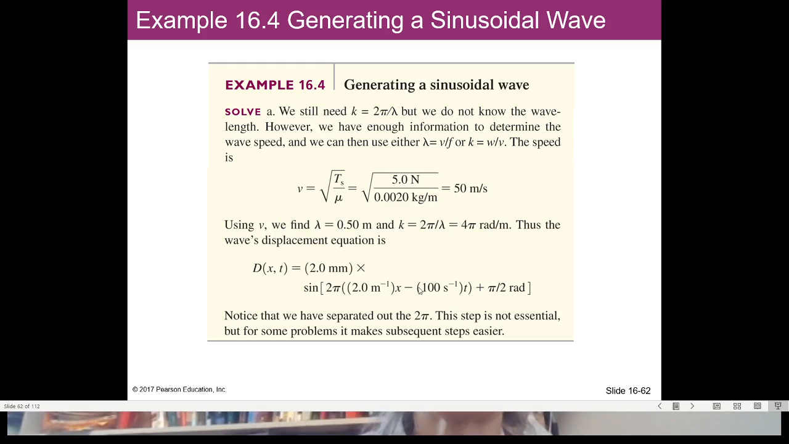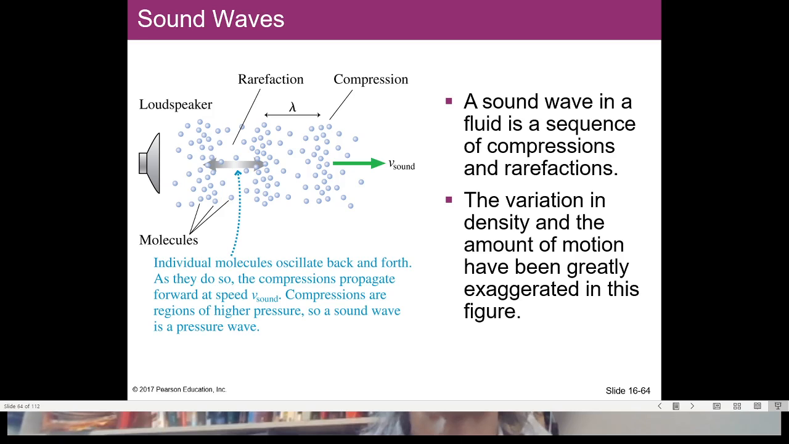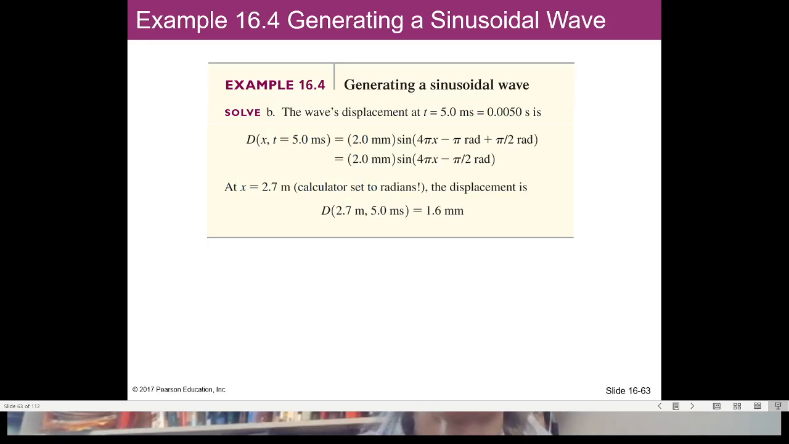And so that gives us everything we want to know. Oh, and then we plug in to get part B.